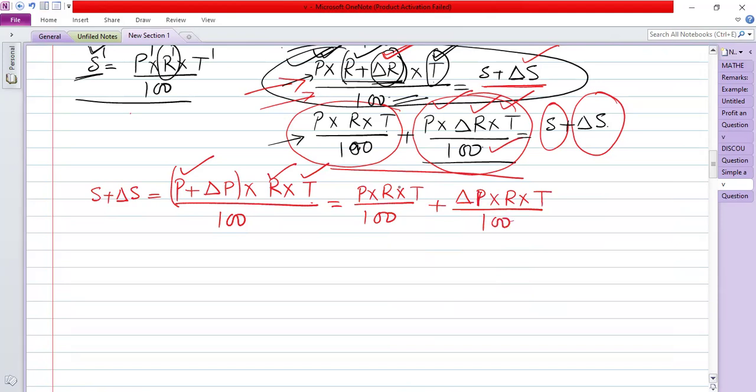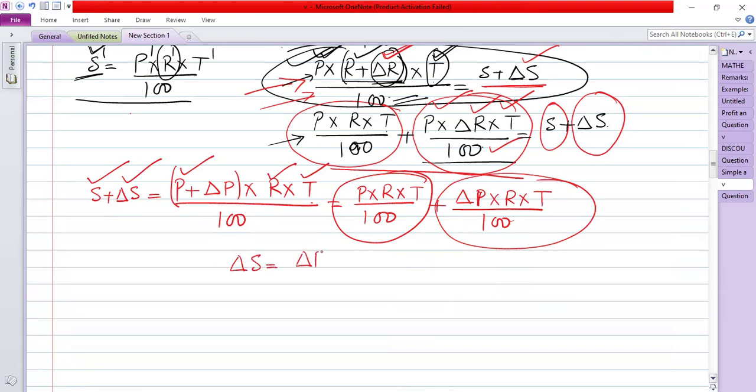Now, this term is nothing but SI, so obviously this term will be nothing but delta SI. So delta SI will be delta P into R into T by 100. What will be delta P? Delta P is the increase or decrease in the principal amount.